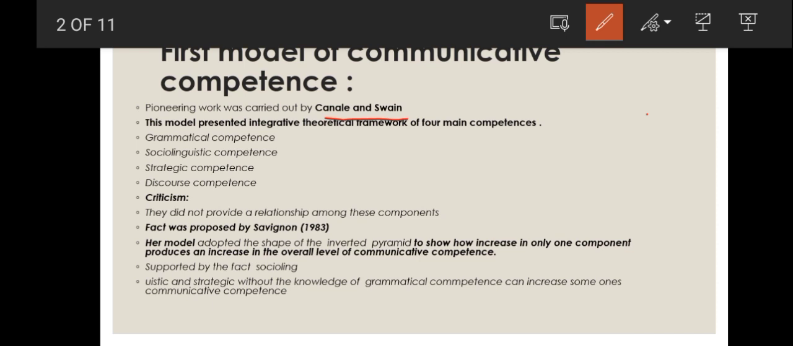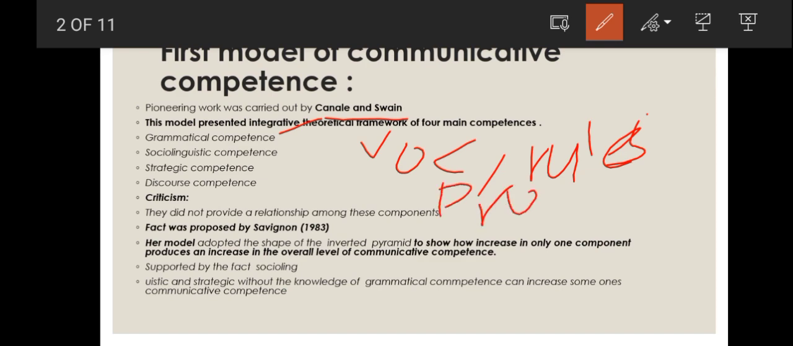The first one is grammatical competence. It includes the knowledge of vocabulary, rules, pronunciation, and spelling. It includes the rules, pronunciation, and anything related to sentence structure. Word formation and sentence structure, we learn about this in grammatical competence.